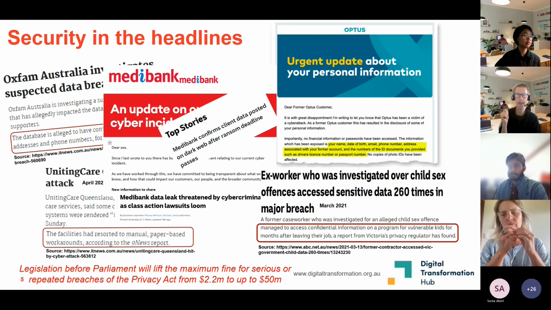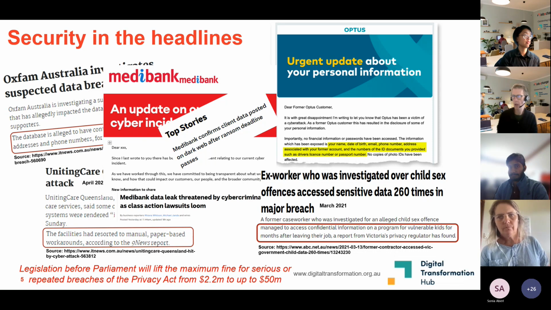You've got to work out what they've actually accessed. You've got to deal with reporting and disclosure as appropriate to whoever was impacted. It's interesting to note there's legislation now before Parliament that will lift the maximum fine for serious or repeated breaches from 2.2 up to $50 million, not 550.